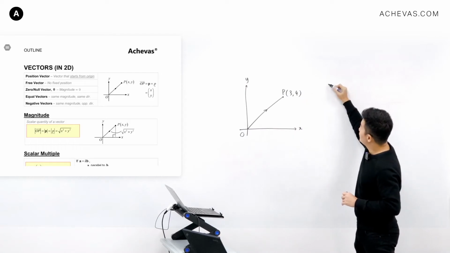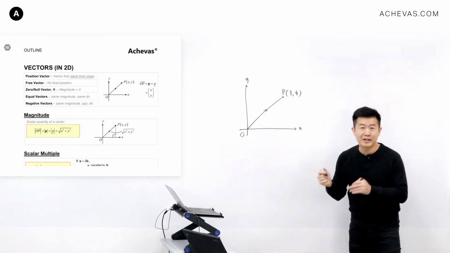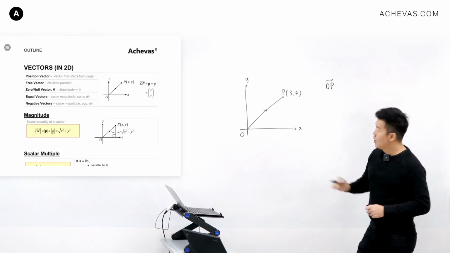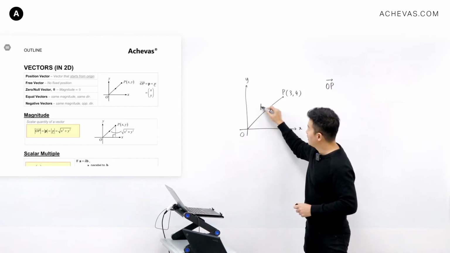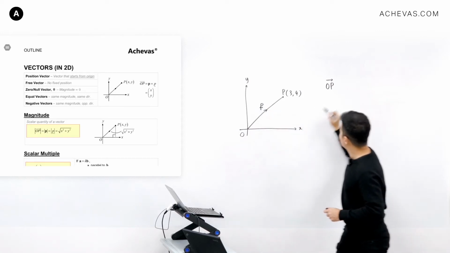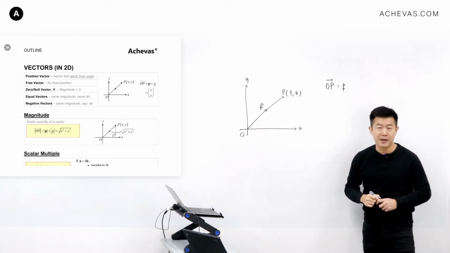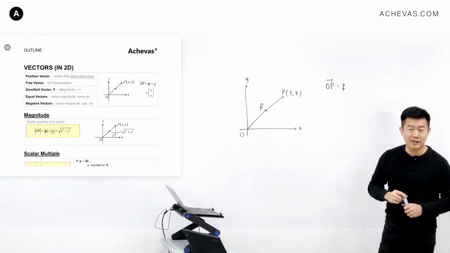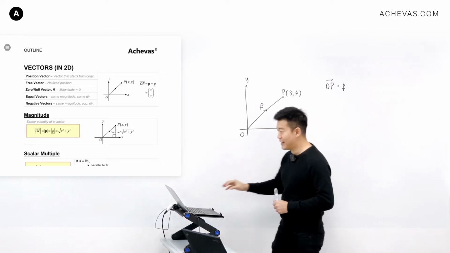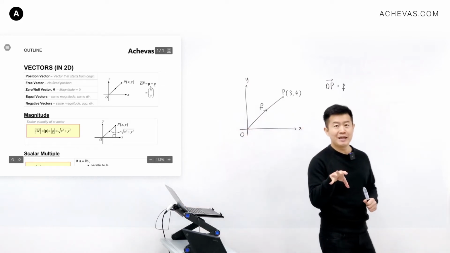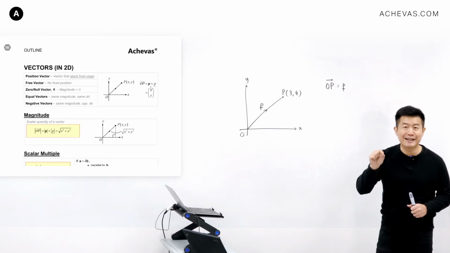The notation that I'm going to use to talk about this vector OP looks like this: OP with an arrow on top. Or if I call this vector P with a tilde underneath, it also represents the same vector OP. And in books and in questions, sometimes what they use to represent P with a tilde is to bold the P.